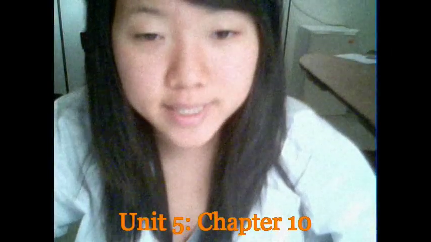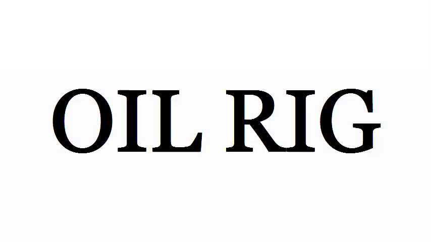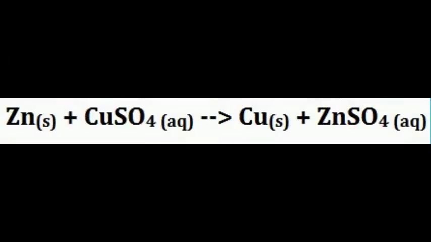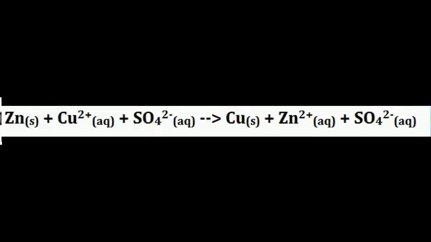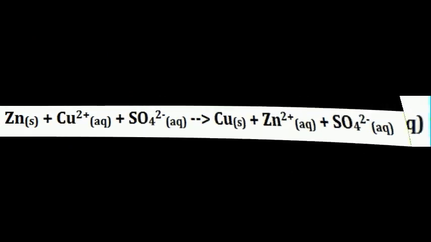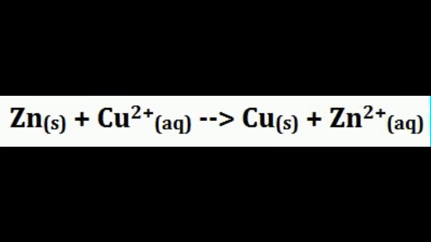Connection 3. Redox reaction. A redox reaction, also known as an oxidation-reduction reaction, is a reaction in which one reactant loses electrons and another reactant gains electrons. OIL RIG: Oxidation is losing and reduction is gaining. This is an example of a reaction. This is its total ionic equation. By omitting the spectator ion, you obtain this net ionic equation.